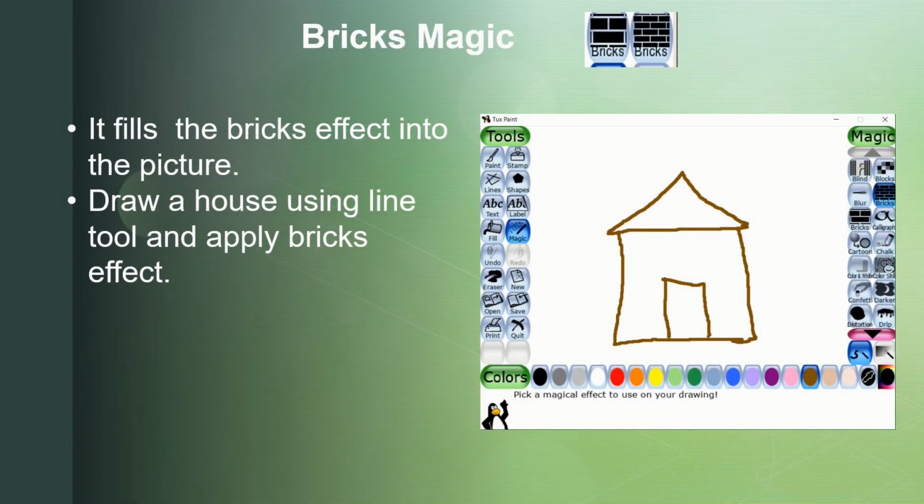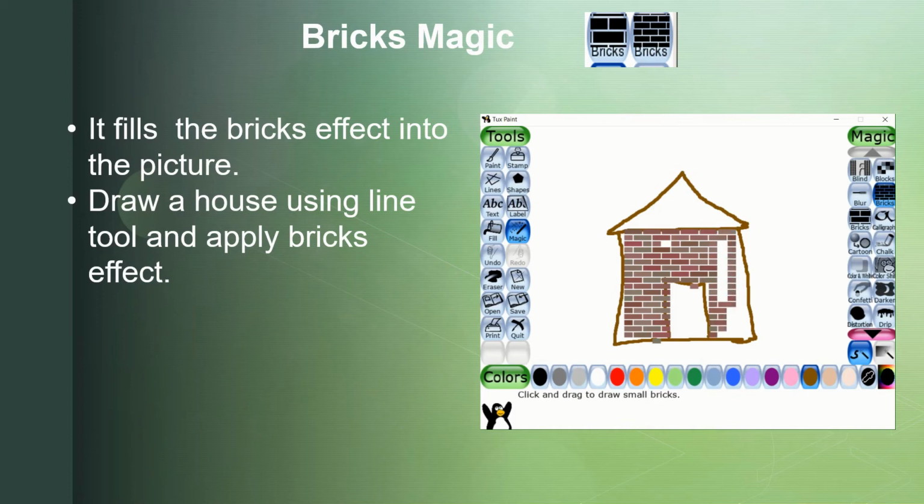Bricks magic. From the magic tool, brick magic is one of the magic tools. It fills the bricks effect into the picture. With the help of the practical, the student draws a house using line. With the help of line, you can draw a house and apply the brick effect. The bricks effect you can take from the magic tool and complete the coloring.